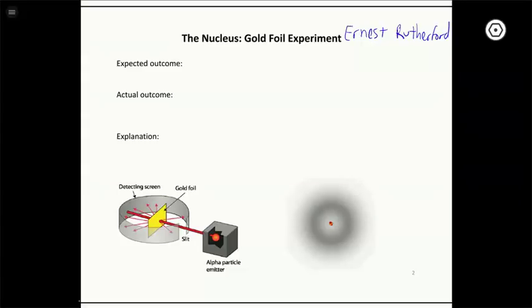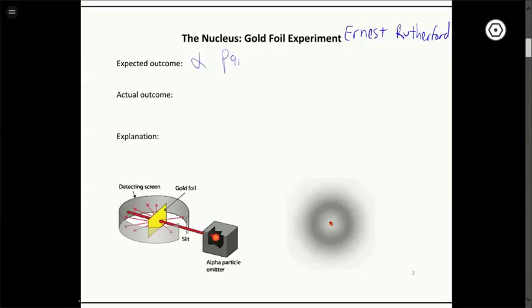And so what he has is an alpha particle emitter. Alpha particles, you don't need to know much about them, are very highly energetic and positively charged particles. They have a lot of kinetic energy. And so the hypothesis, or the expected outcome of this experiment, if the plum pudding model was correct, was that these alpha particles would just pass right through.